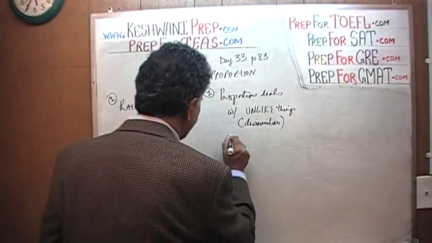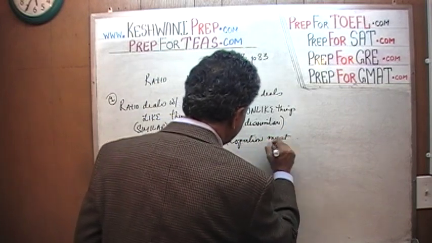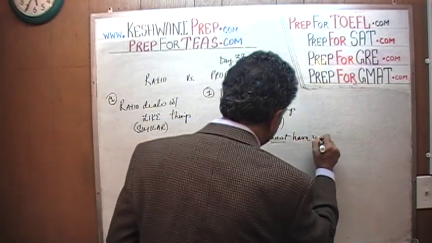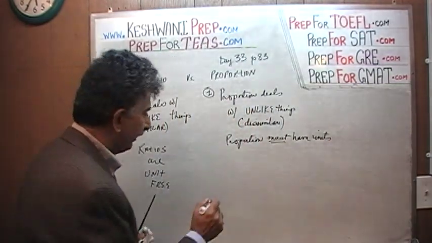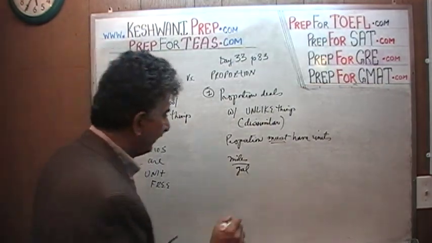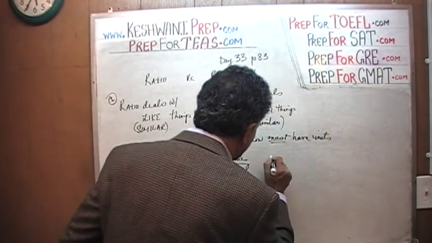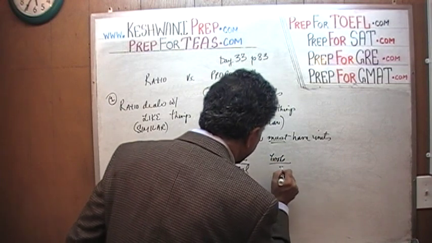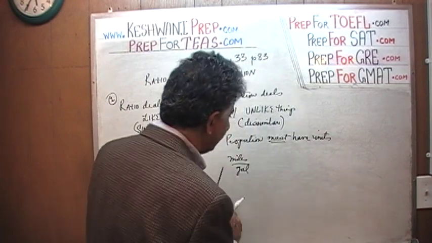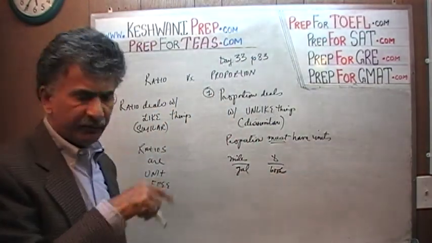Proportions must have units. For example, you will say miles per gallon, or dollars, or rather books per dollar. How many books per dollar, or dollars per book, whatever you want to call it. It makes no difference how you set it up.